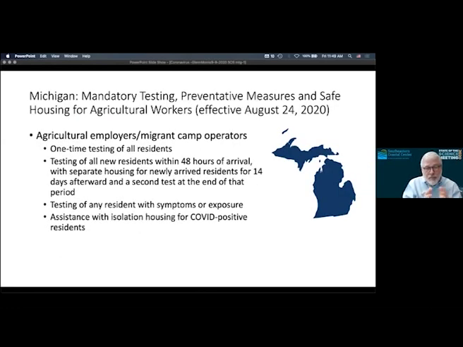I would note that Michigan has actually put out regulations effective end of August dealing with these, which requires one-time testing of all residents, agricultural employees, migrant camp operators, testing of all new residents within 48 hours of arrival, separate housing for newly arrived residents, testing of any resident, assistance with isolation housing. So there are states that have moved in this direction from a regulatory standpoint. We are not at that level here in Florida. Next slide.